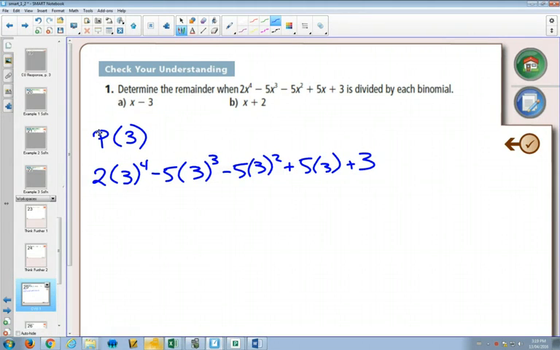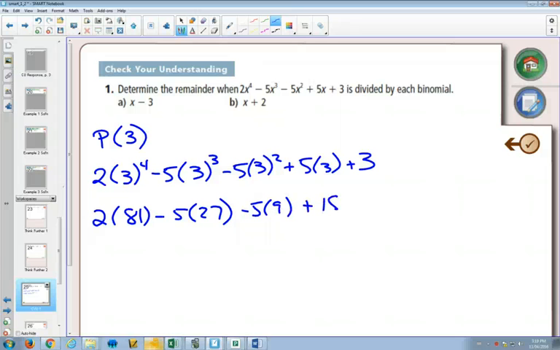is equal to what? Well, that would be 2 times 81 minus 5 times 27 minus 5 times 9 plus 15 plus 3 would be plus 18. 162 minus 135 minus 45 plus 18, 0. Nice.